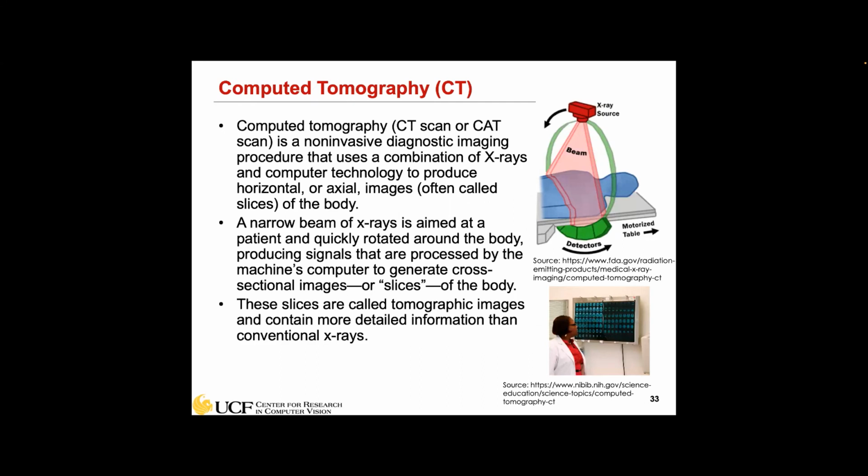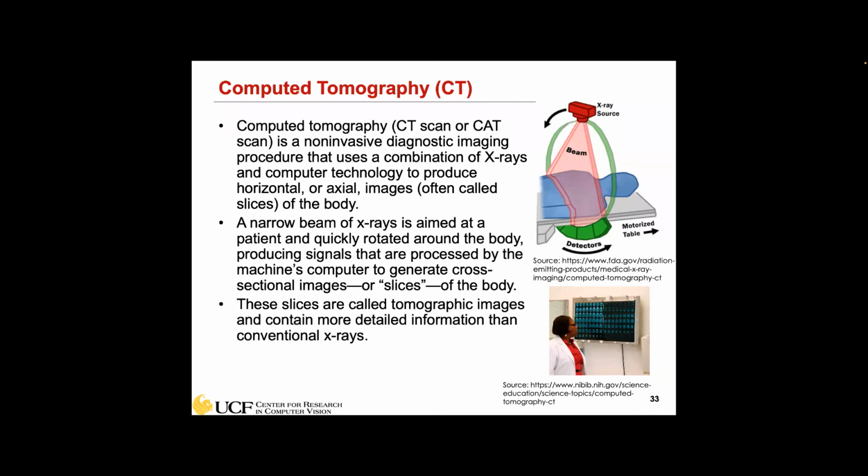Okay, so the next modality is computed tomography, CT. Basically, CT also uses X-rays. The difference between CT and X-ray is that X-ray is a 2D image, right? You make a scan and you generate an image. But for CT, you actually generate a 3D volume. It uses a combination of X-rays and computer technologies to produce horizontal or axial images, often called a slice of the body.